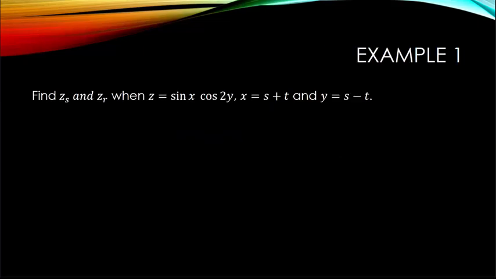So let's work an example. I want to find zs and zt when z is given by sine of x times cosine of 2y, where x is equal to s plus t and y is equal to s minus t.